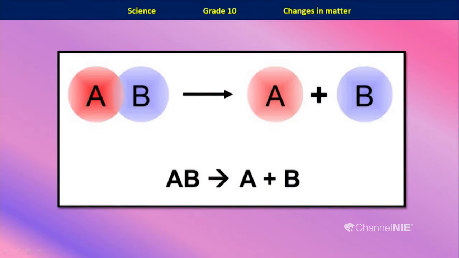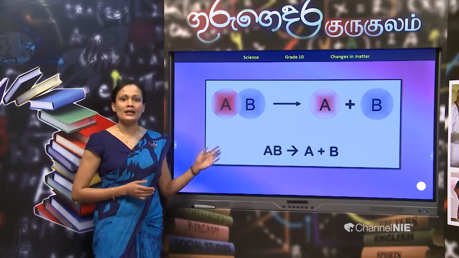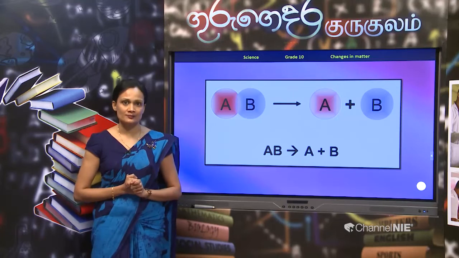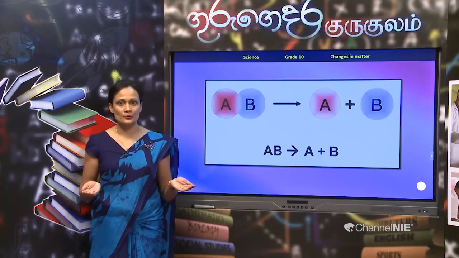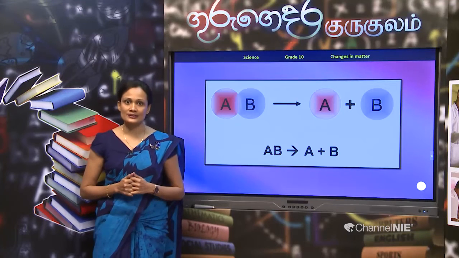AB, that is the reactant. A and B are the products. The single reactant is converted into a number of products. This is the common equation for chemical decomposition reactions. So it is easy for you to remember chemical decomposition reactions.